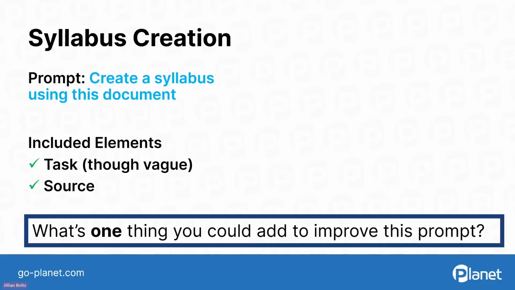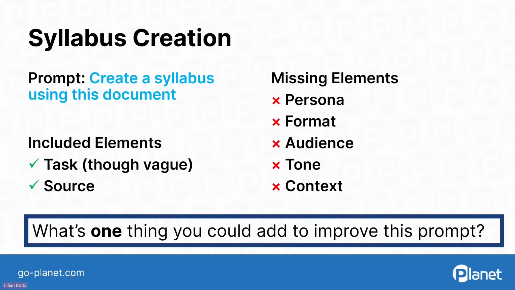Of course, if we added some specific information to our prompt, maybe what's the subject of this syllabus? What's the length requirement? What's different about this syllabus compared to previous syllabuses? Or maybe we're using an outline and we're then going to create a syllabus from that. Well, how's it going to look? What's the format going to be like? So if we add in a persona, a format, an audience, a tone, and a context, it's going to give us a better response. It's not going to be so vague or generalized.